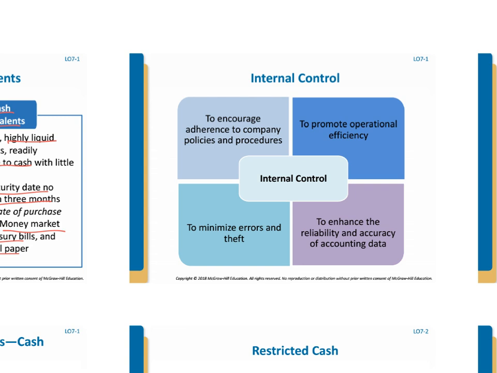When talking about cash, it's important to consider internal controls. Remember, cash is the most liquid asset that a company has. Therefore, it's susceptible to theft. Effective internal controls encourage adherence to company policies and procedures, promotion of operational efficiency, minimization of errors and theft, and reliability and accuracy of accounting data. And when we consider internal controls from a financial accounting perspective, our focus is primarily on these two components.